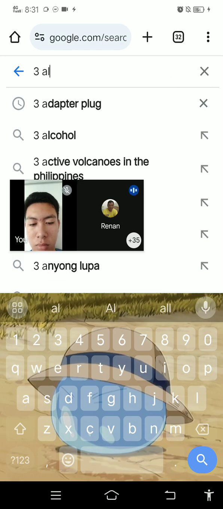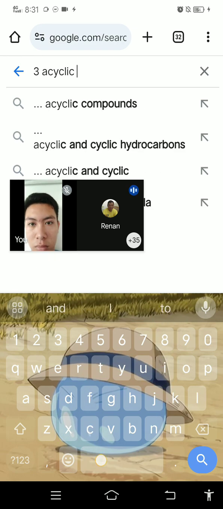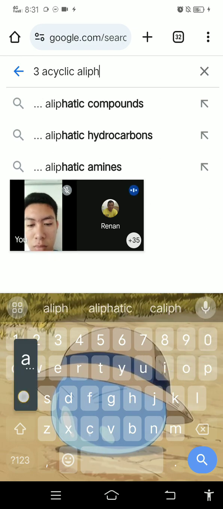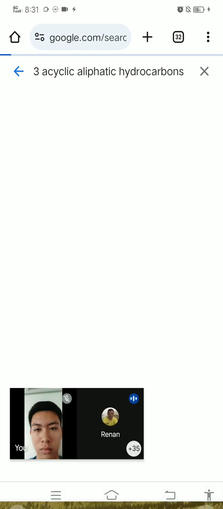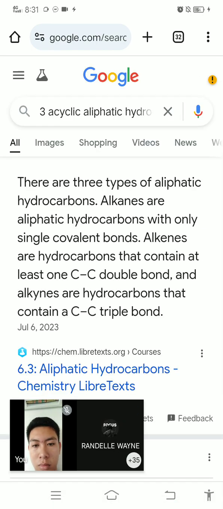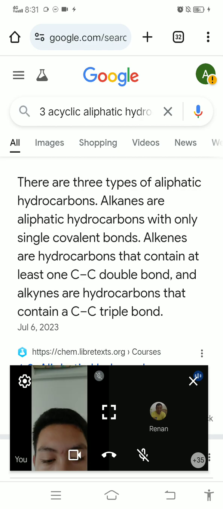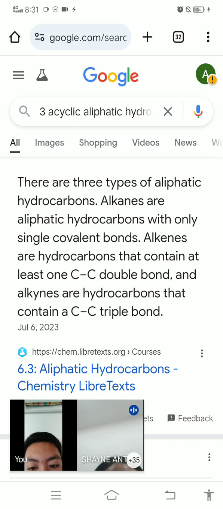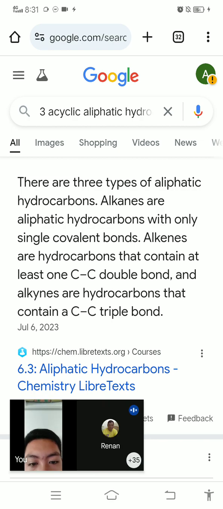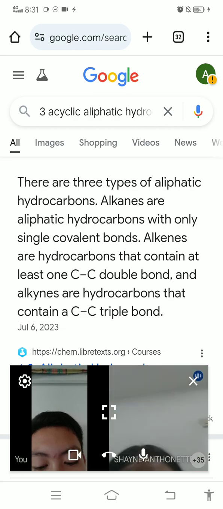What are the three major hydrocarbon groups that are considered acyclic aliphatic hydrocarbons? Propane. No, not propane. Group. Specific alkane, that's what you said, propane. Group. Alkanes, alkenes, alkynes. Am I correct? Yes, sir. Okay, that's correct.